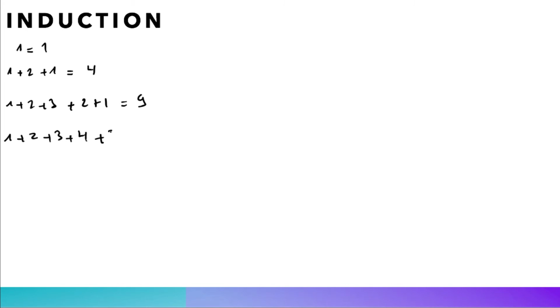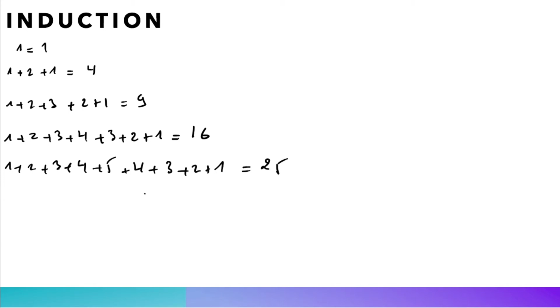Elegant, right? Let us now move on to a second pattern in number theory, in which 1 is equal to 1, and then we do 1 plus 2 plus 1, which is equal to 4, and then we have 1 plus 2 plus 3 plus 2 plus 1 is equal to 9, and then we have 1 plus 2 plus 3 plus 4 plus 3 plus 2 plus 1 is equal to 16. If you keep doing this, we get 1 plus 2 plus 3 plus 4 plus 5 plus 4 again plus 3 plus 2 plus 1 is actually equal to 25, etc.